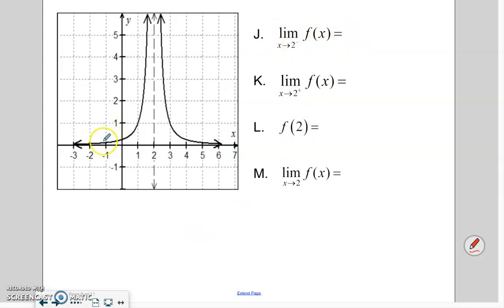X approaches 2 from the left. So 2 from the left, here's 2. From the left, we're going to infinity. 2 from the right, we're also going to infinity. The limit from both directions, you're going to infinity in both directions, so infinity again. And then what's f of 2? Well, if there's an asymptote here, is there ever going to be an ordered pair on the asymptote? No, there's not, because an asymptote is like an imaginary line that your graph is never going to touch. So f of 2 does not exist.